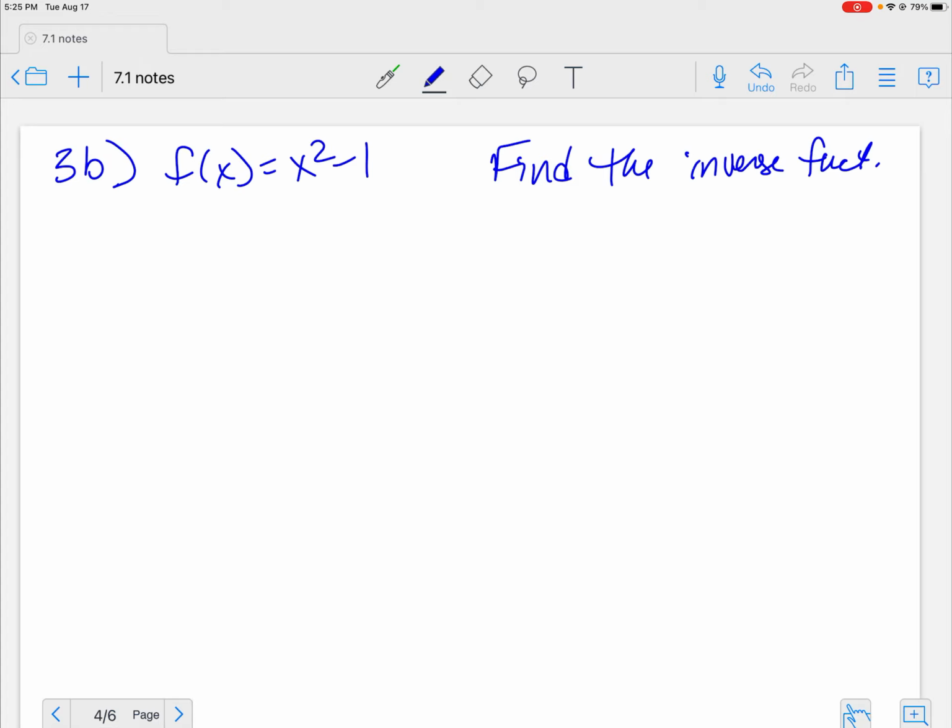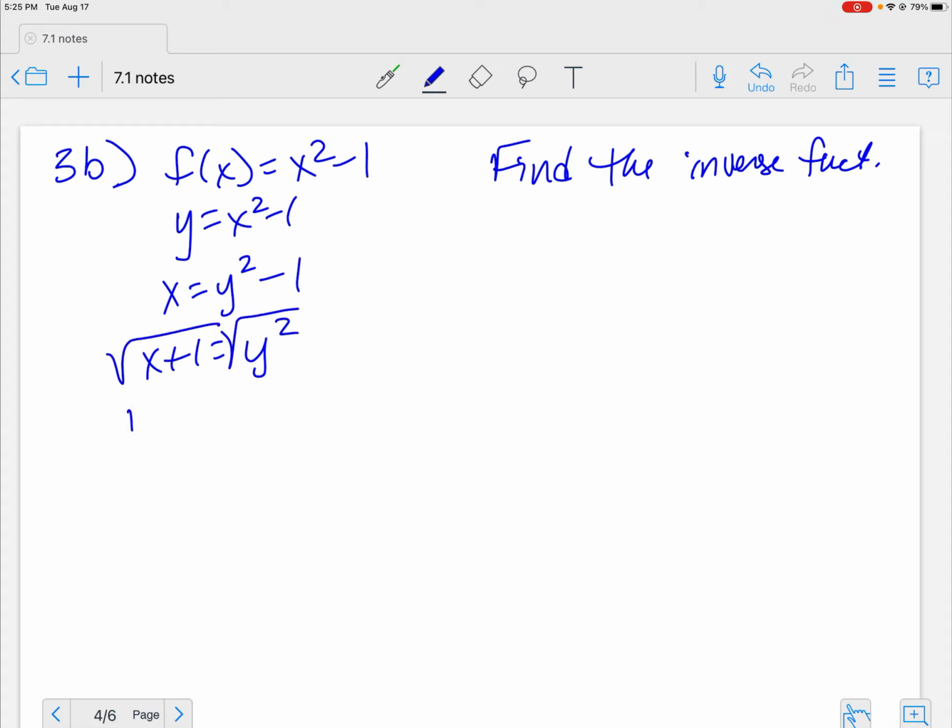So swap them out, x and y. So this is still y is equal to x squared minus 1. Now I have x is equal to y squared minus 1. So I'm going to add 1 to both sides. Look at what happens when I square root. Remember, anytime you physically make the square root symbol, you have to write plus or minus.